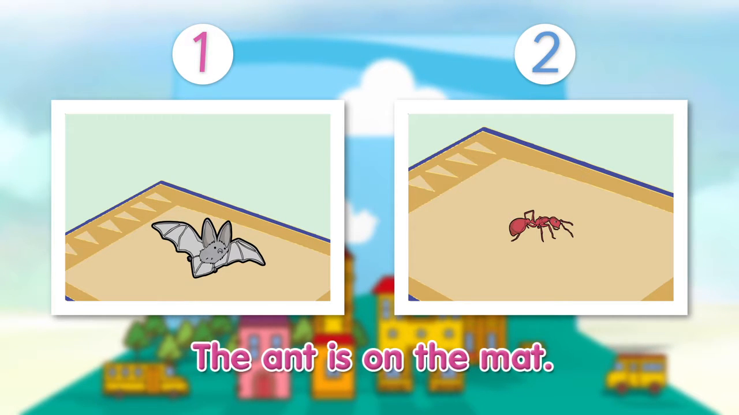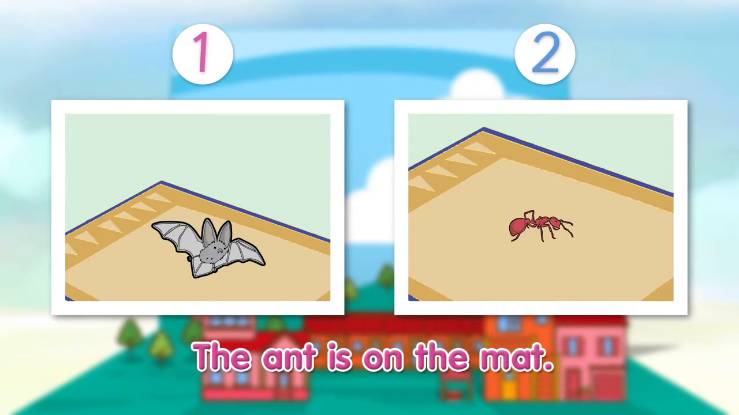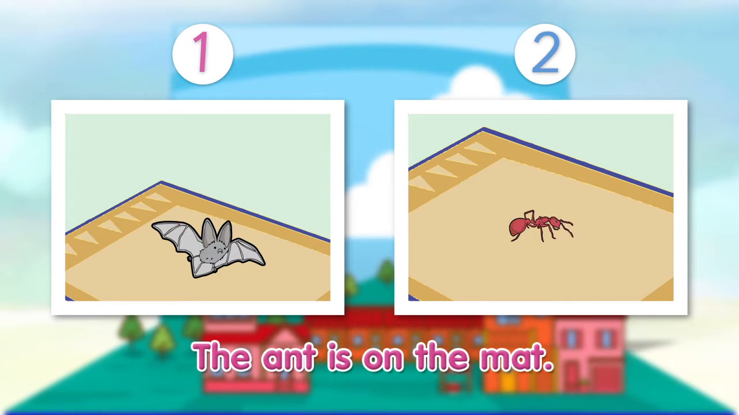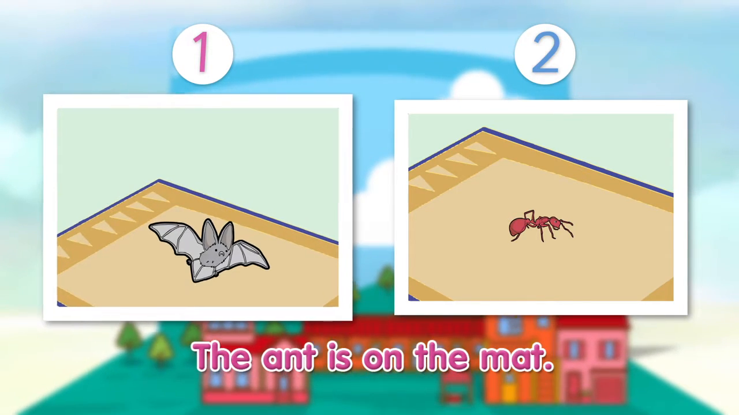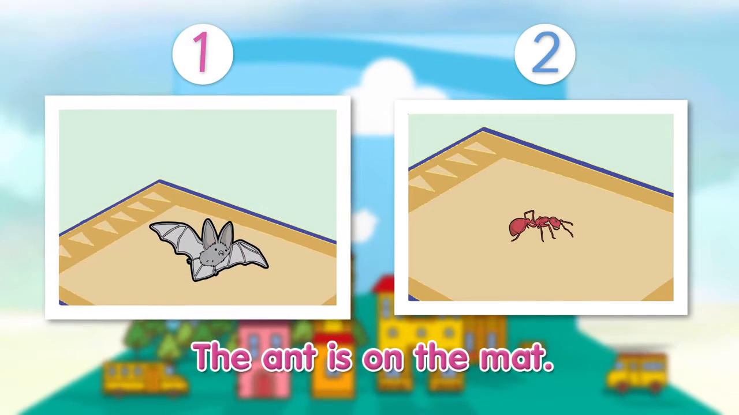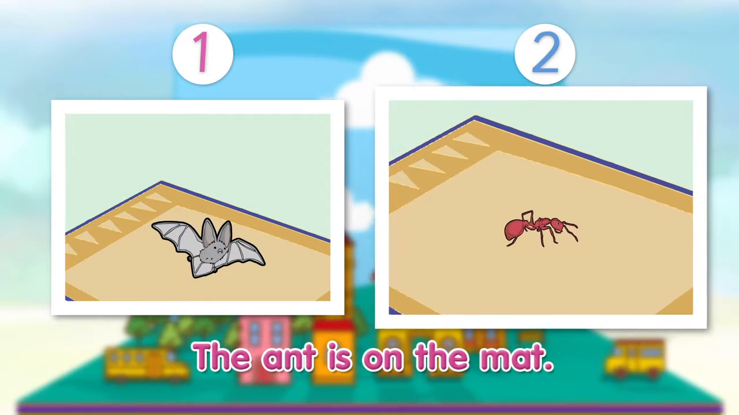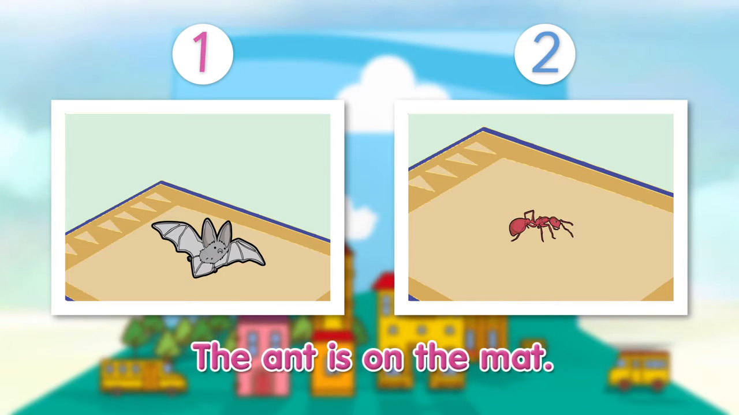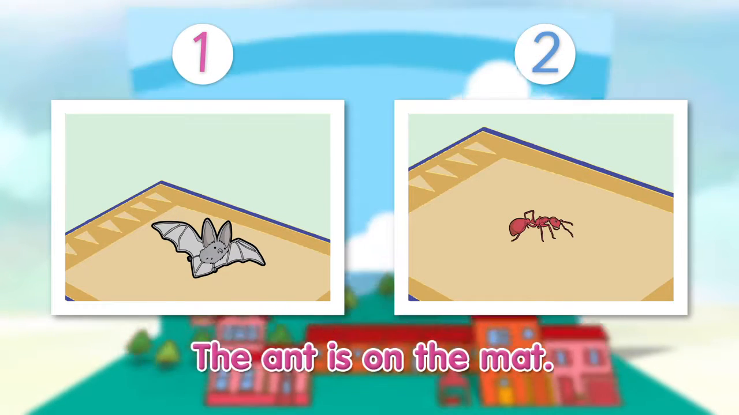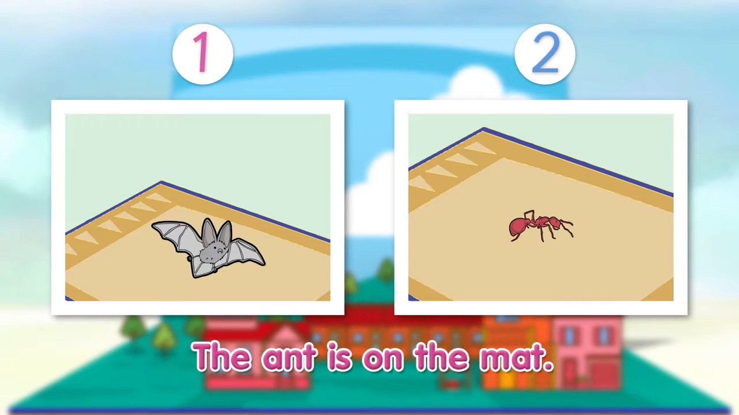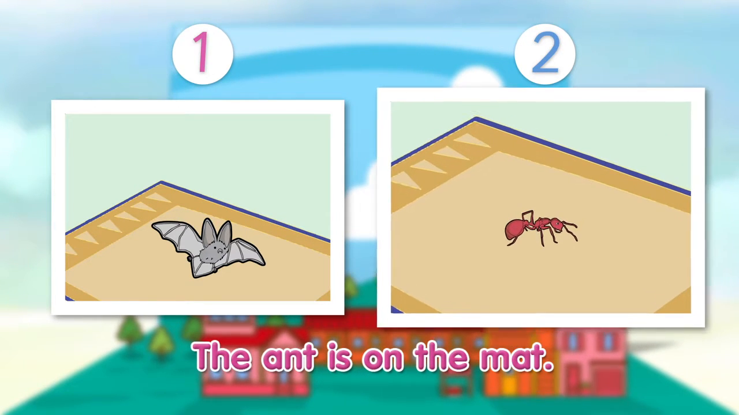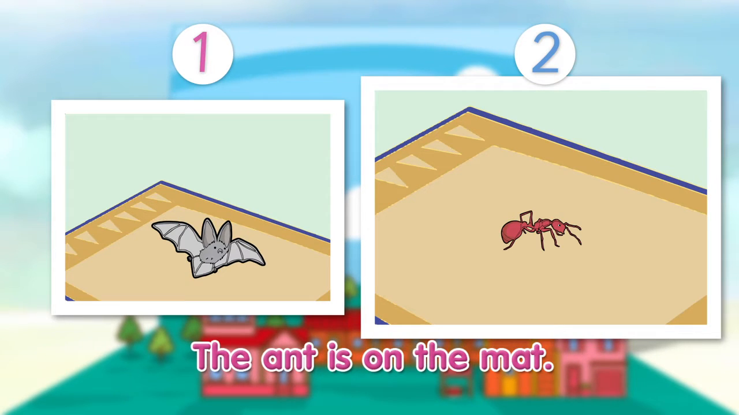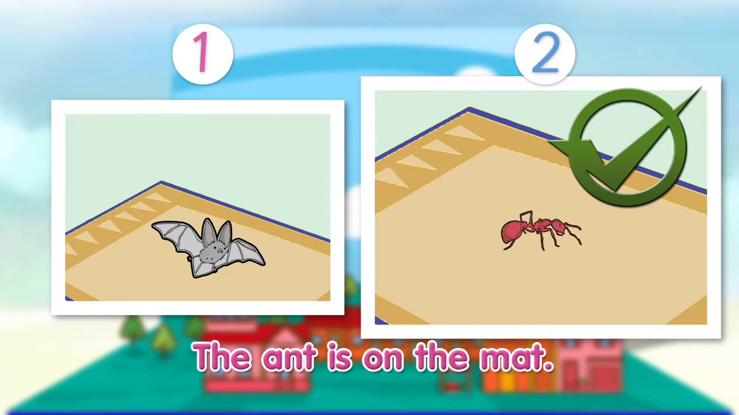The ant is on the mat. Do you think picture one or picture two? Did you say picture two? Excellent! Woohoo!